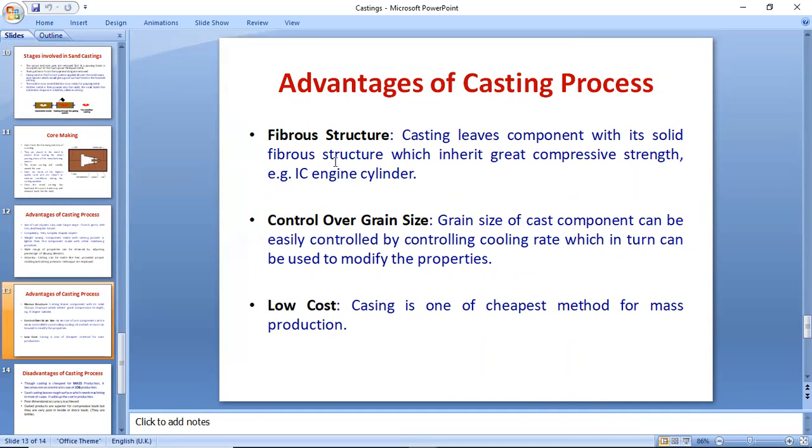Other advantages of the casting process: fibrous structure, control over the grain size, and low cost. That is the main advantage of the casting process. It is one of the cheapest methods of mass production.